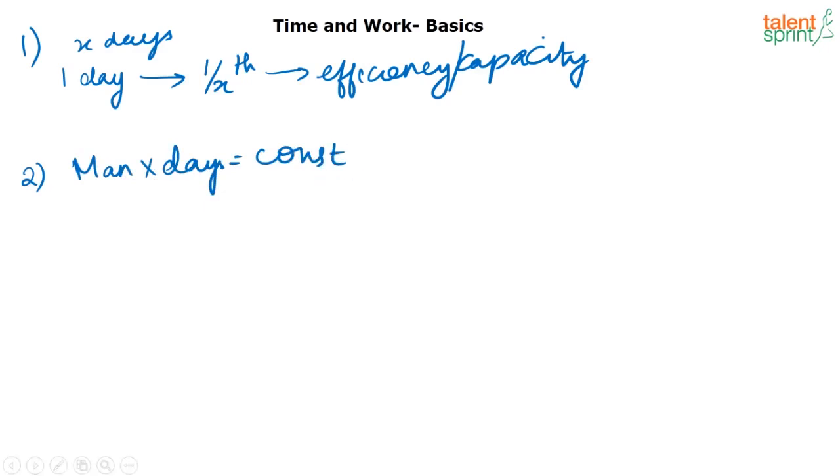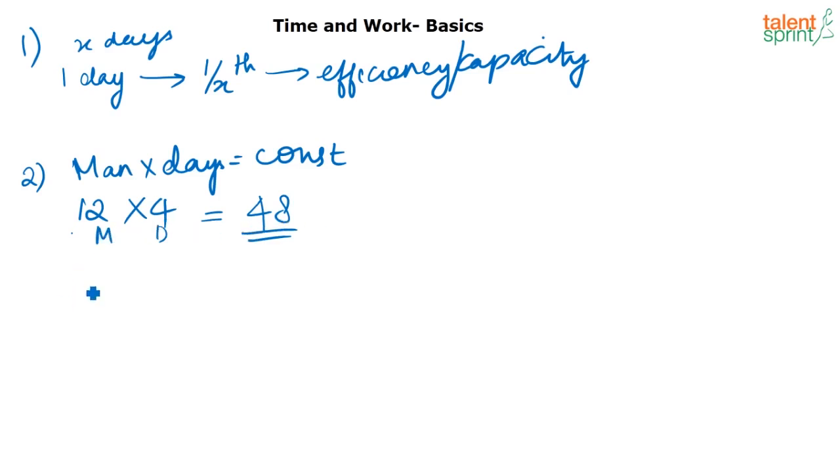For example, let me take a work wherein 12 men are required to complete the work in 4 days. Now what is the product of man days here? M into D is 12 into 4, that is 48. So the man days for a particular work is always constant. Say, for building a wall, I need 12 men to work for 4 days. So the product of man days is 48.